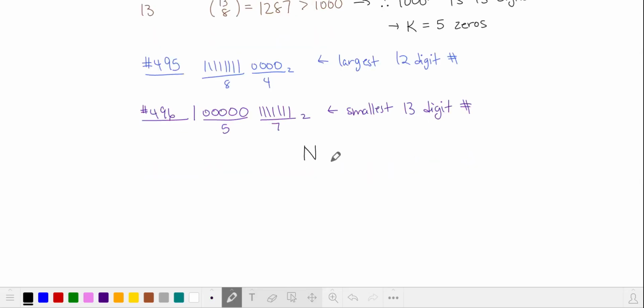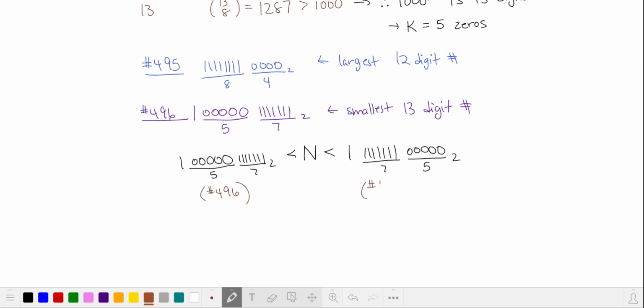So our number n, the 1000th number, is going to be in this interval. A 1 with 5 zeros and 7 ones in base 2, and then the largest it can be is a 1 followed by 7 ones. In our sequence, this is the 496th number, and this is 1287.